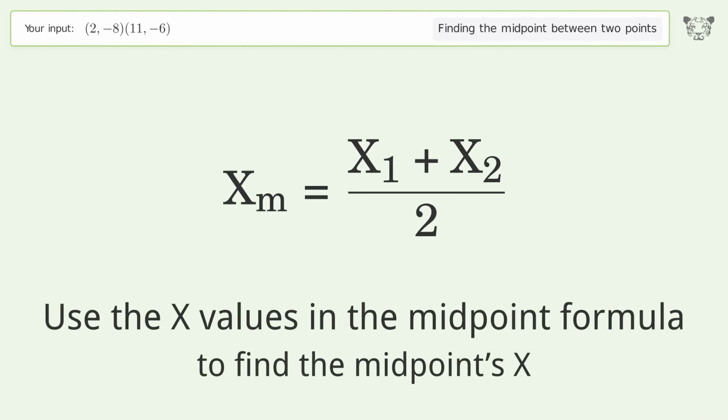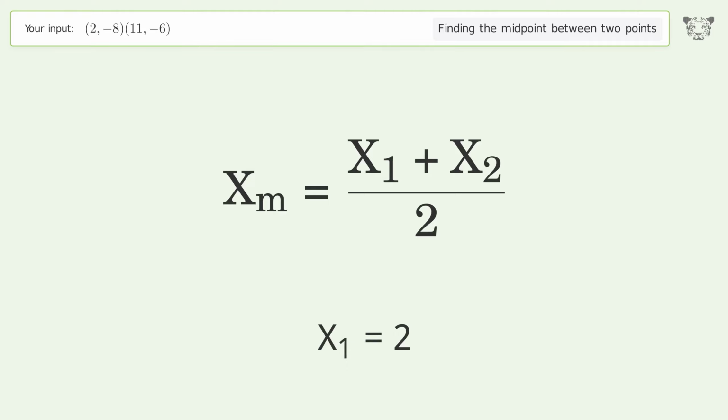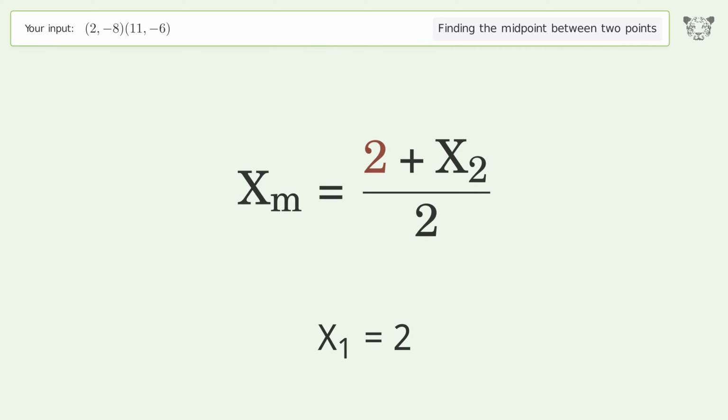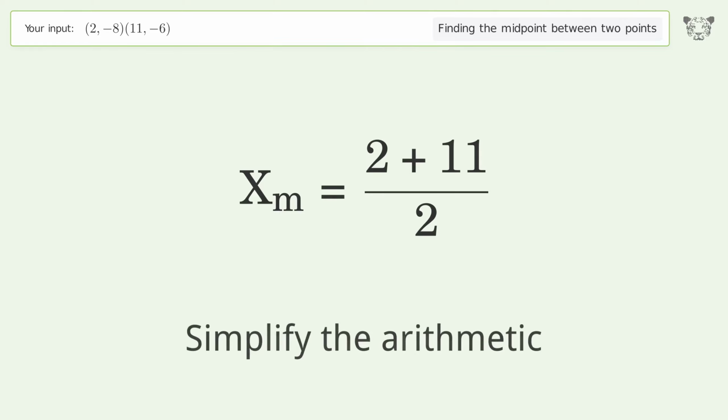Use the x values in the midpoint formula to find the midpoints. x1 equals 2, x2 equals 11. Simplify the arithmetic.